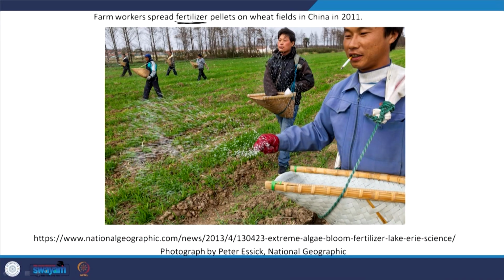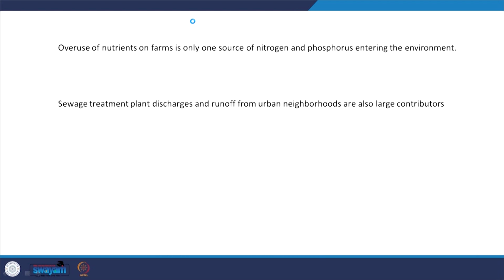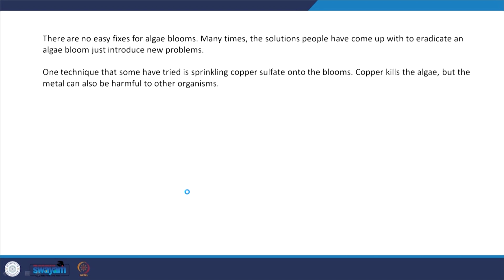One aspect which is remarkably prevalent in India is fertilizers. There is a huge fertilizer lobby, and obviously people push for consumption of fertilizers, and that is what we see out here. And one other aspect is obviously sewage treatment plant discharges and also from septic tanks, let us say. Now, that is the reason why we are trying to treat for or remove nitrogen and phosphorus. As I mentioned, there are no easy fixes. Sometimes people add or try to solve it and exacerbate the problem.